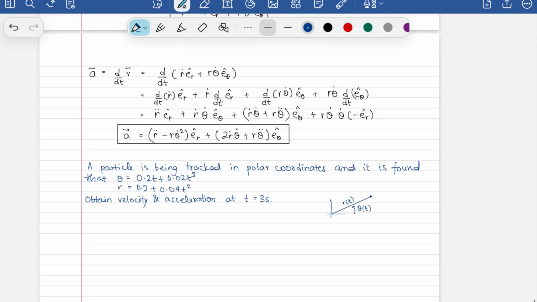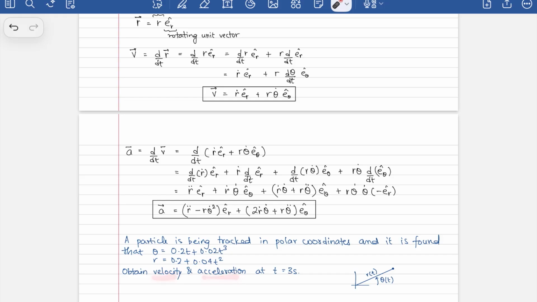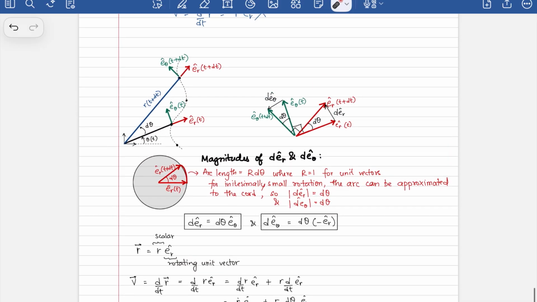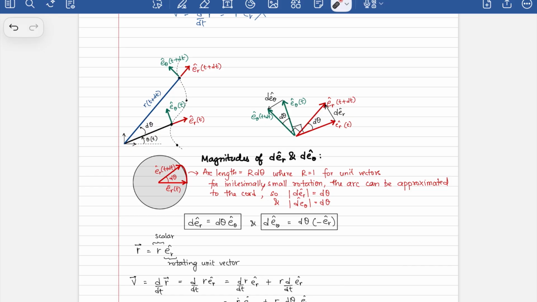Okay, so let's look at what we have. The question asks you for the velocity and acceleration. These are by definition vector quantities. If I had asked for the speed, then you'd have to find the velocity vector and then obtain the magnitude, the square root of this component squared plus this component squared. Why is that the case? That's because these unit vectors are perpendicular to each other, and therefore it is the square root of component 1 squared plus component 2 squared. If they were not perpendicular, then you would have to go with the dot product and so on, which then has to include the angles.